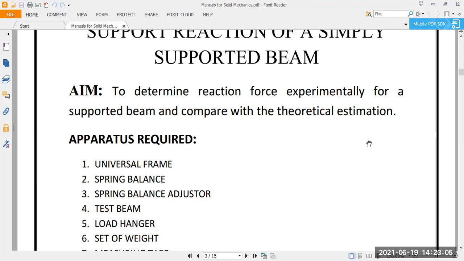It may so happen, as per your requirement, that supports are simply supported, only two in number. But it can also happen, as per your application, that supports may be three, four, five or so. These types of supports are defined as a continuous supported beam, which is beyond your syllabus.